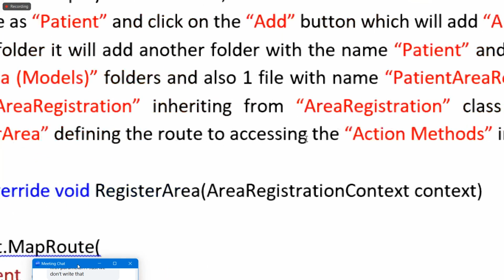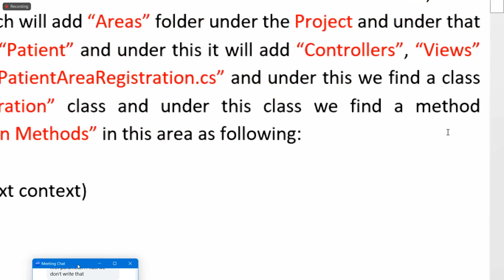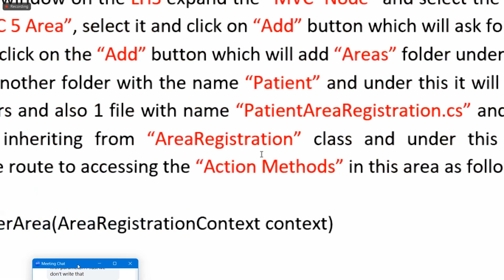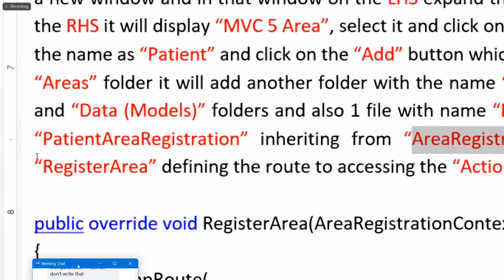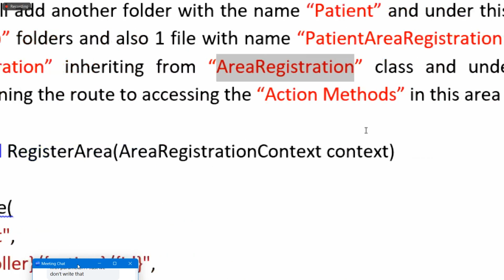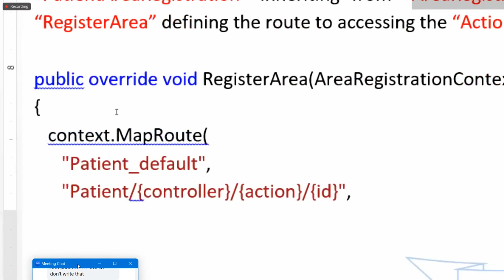And also one file with the name PatientAreaRegistration.cs. Under this, we find a class PatientAreaRegistration inheriting from AreaRegistration. Under this class, we find a method RegisterArea defining the route for accessing the action methods in the area. This is the code you find here.